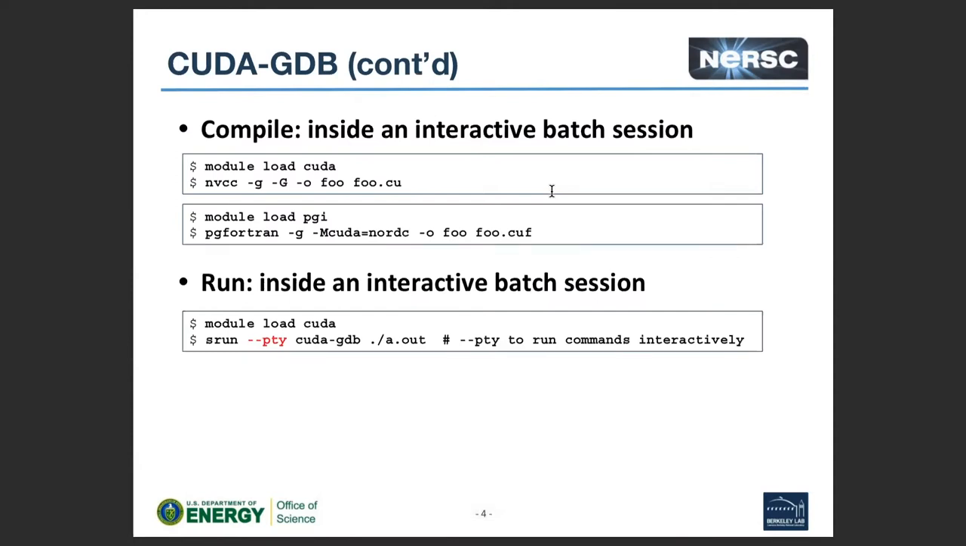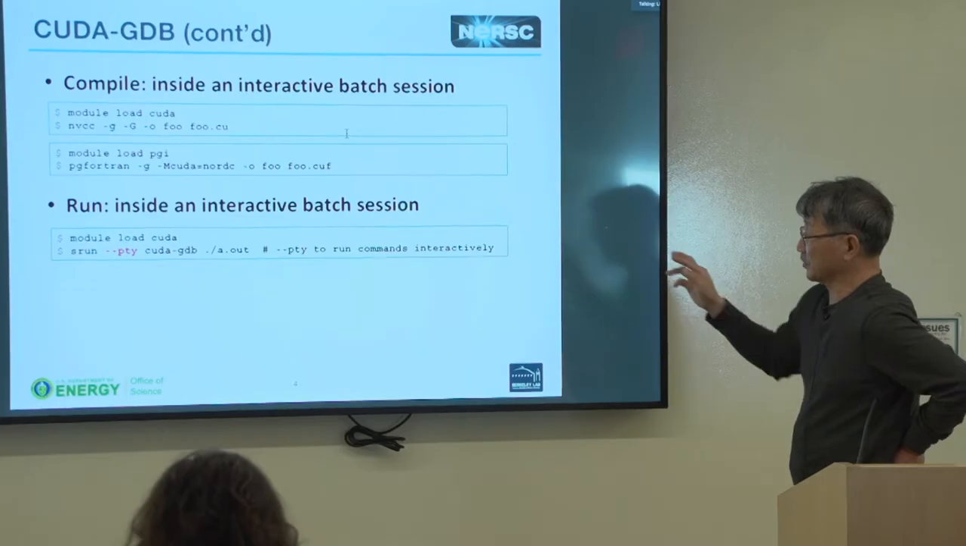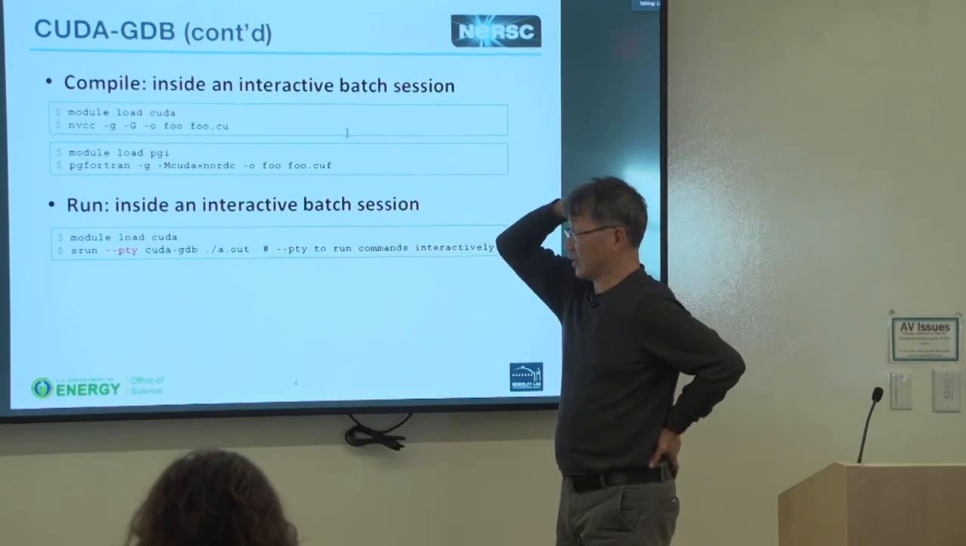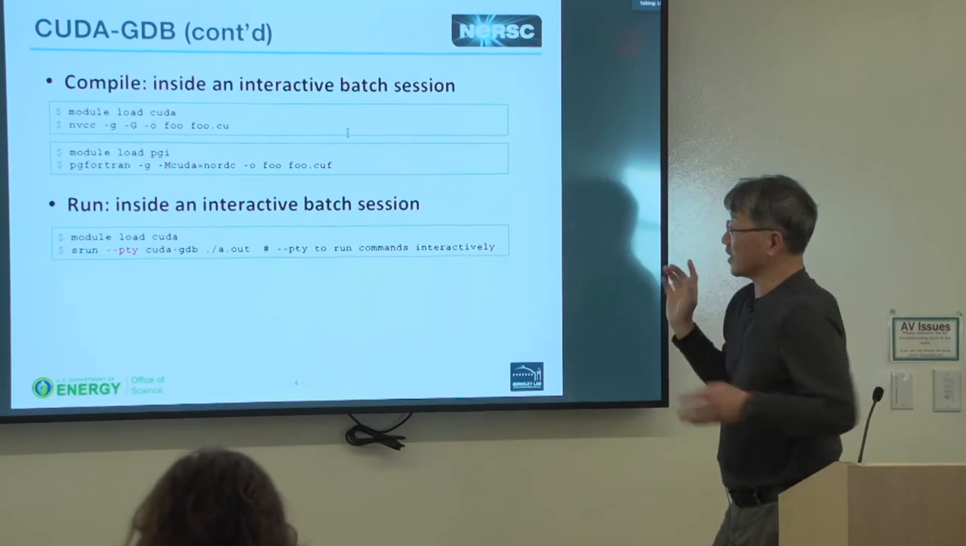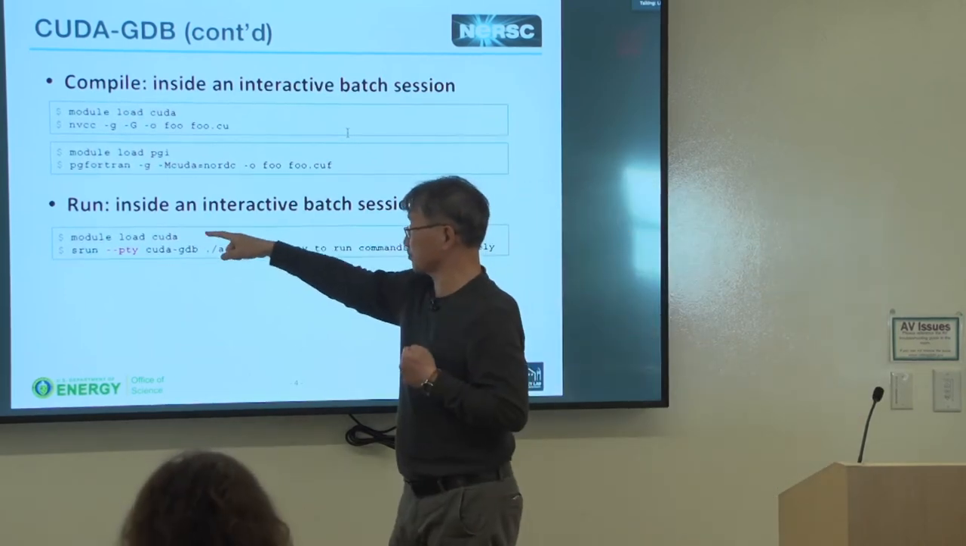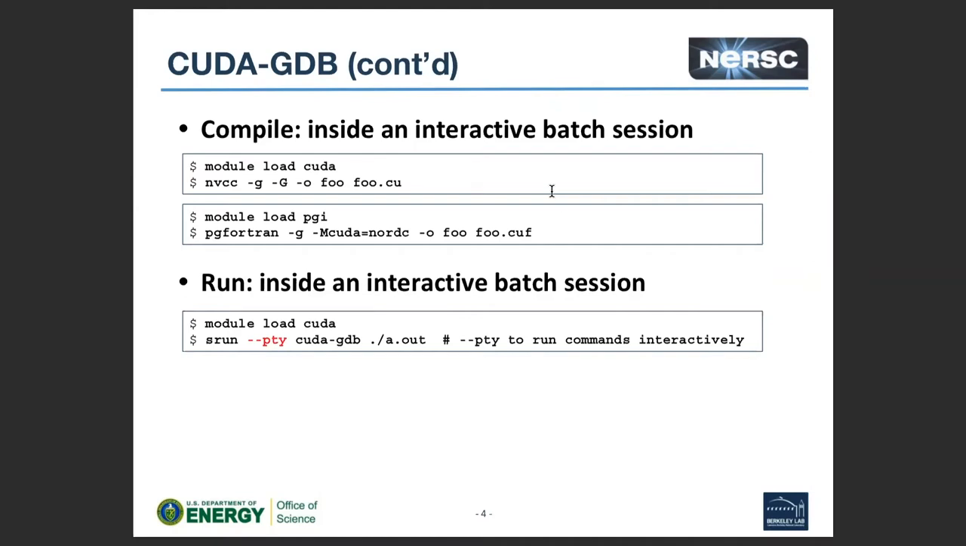So how do you run CUDA GDB? You need to build with the -G, capital G, flag to get the debugging information on the CPU side as well as the GPU side. If you use PGI Fortran, CUDA Fortran, you use it that way. To start, you load the CUDA module, and you run the srun command. Please don't forget to add --pty, because this is really necessary to run all the CUDA commands interactively.